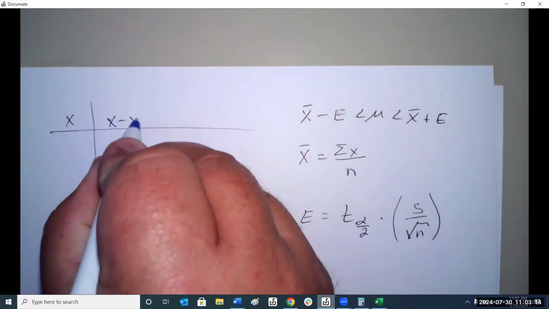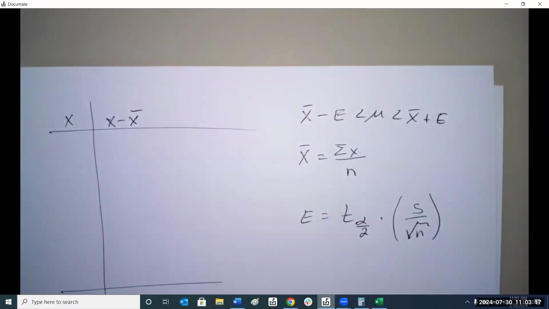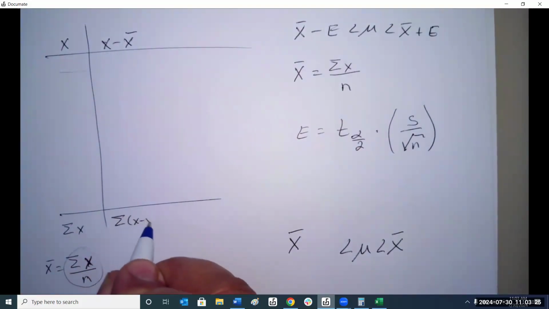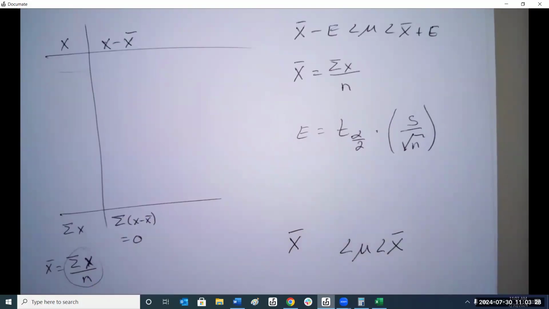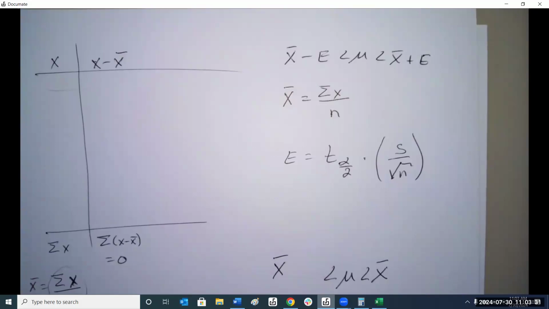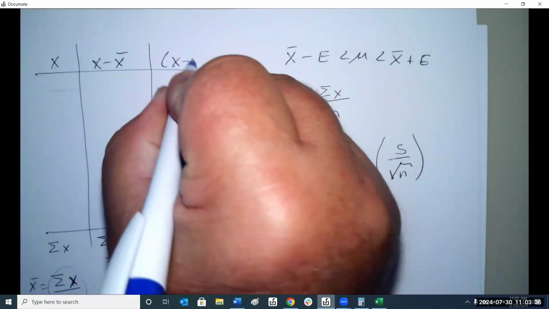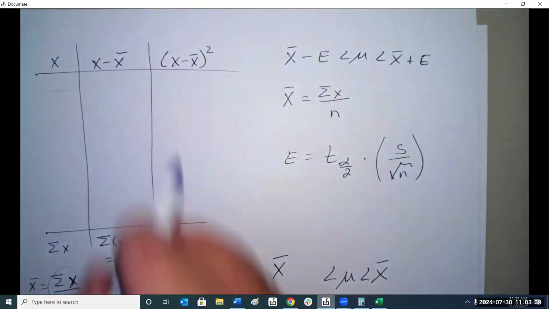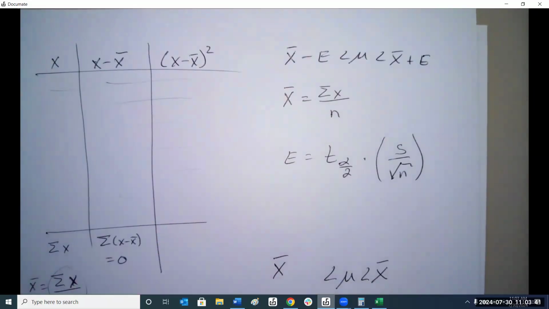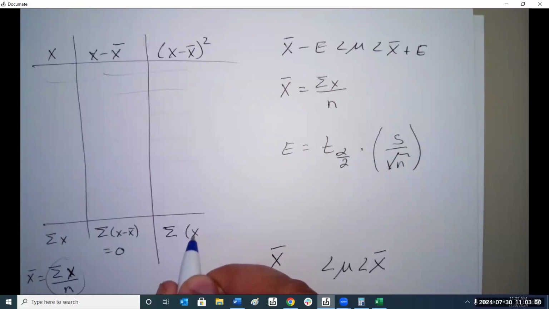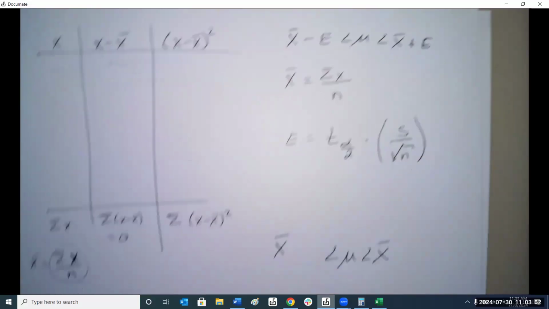Then I took x minus x bar. So each one of these minus my x bar. And I first added them together, and it should equal 0, because they have positive and negative numbers. To get rid of the negative numbers, I squared each one of those. X minus x bar squared.